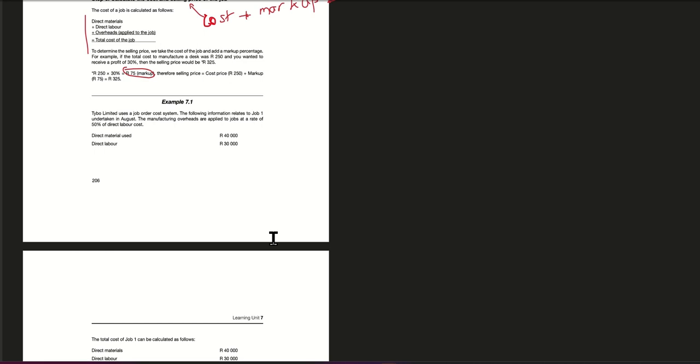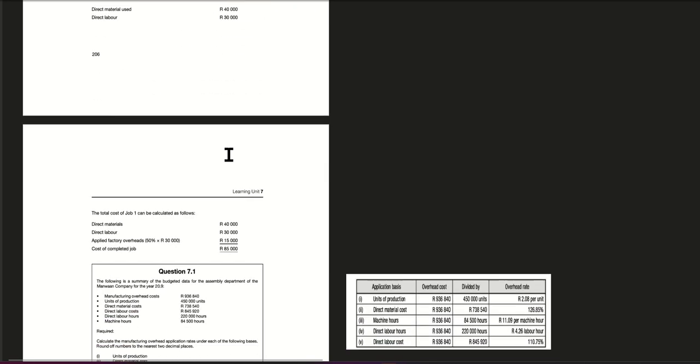There is a timeline that was done in August. The manufacturing overhead is applied to jobs at a rate of 50% of direct labor cost. So we understand that the direct labor cost is the basis on which they are applying it, and it is only 50%. Looking at this direct labor, as you can see, 30,000 rand. So we understand that 50% of that is 15,000. So that 15,000 refers to your overhead, right?